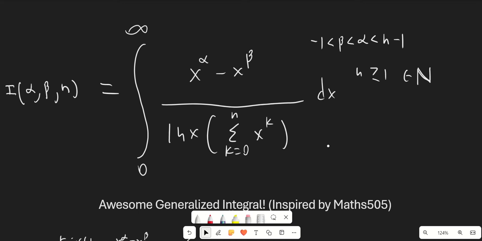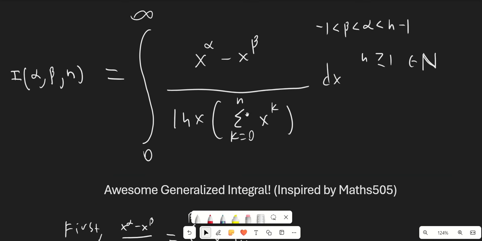It's a pretty interesting problem, I think, and I would definitely suggest you stick around to the end because some of the special cases of this integral are absolutely magnificent. So let's go ahead and jump right into it. This was inspired by Maths 505, because he recently evaluated one case of this integral, and it made me think that I should probably do the generalized case here because it's quite an interesting result.